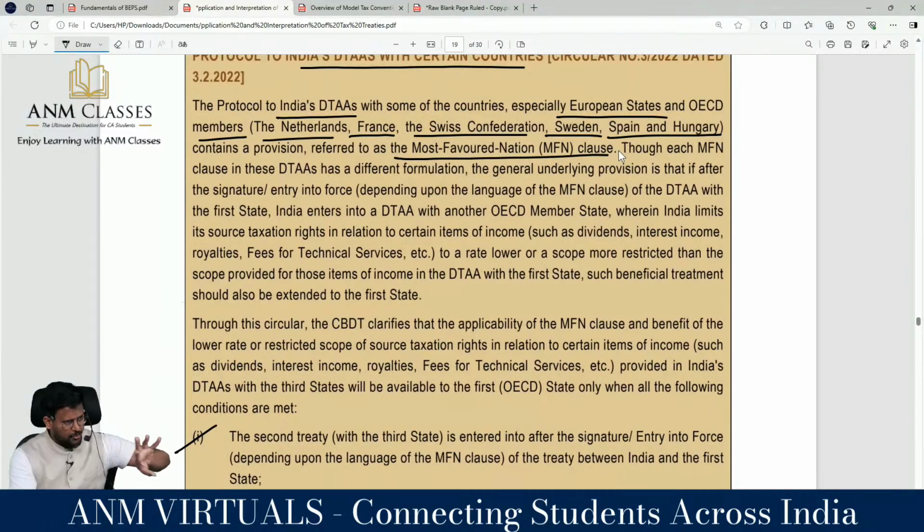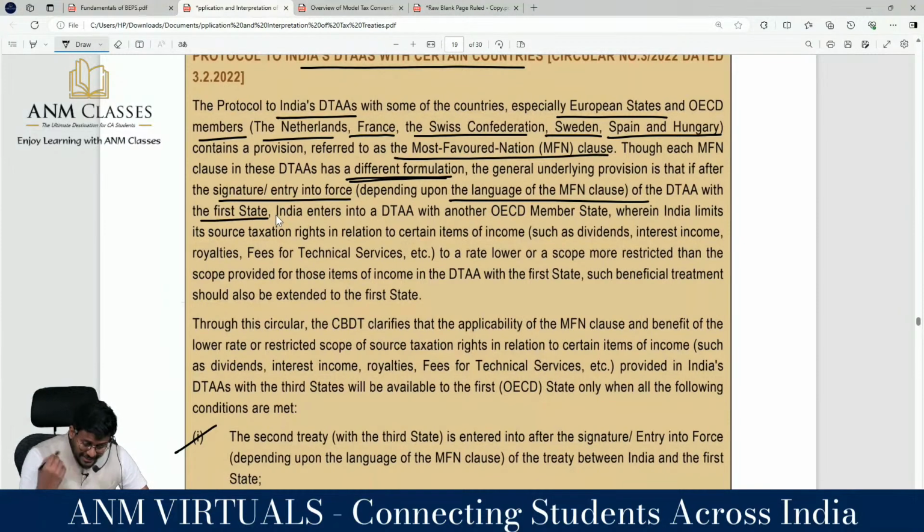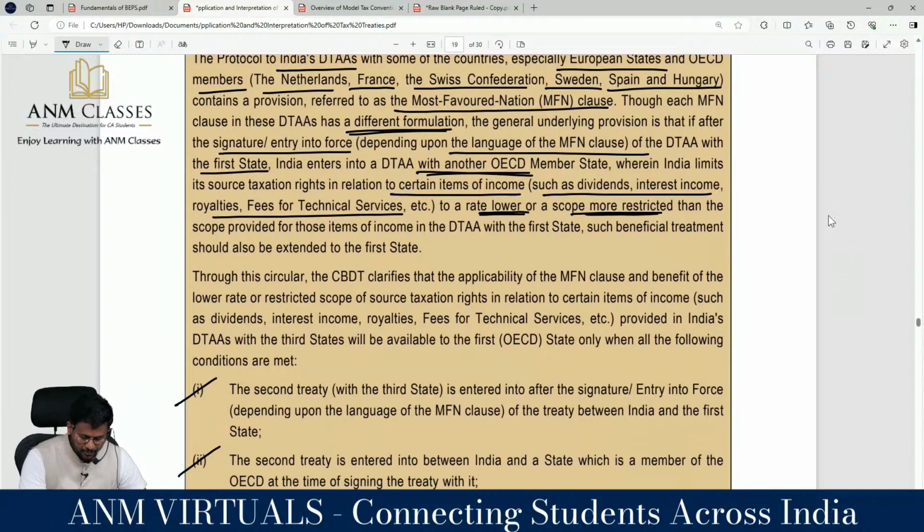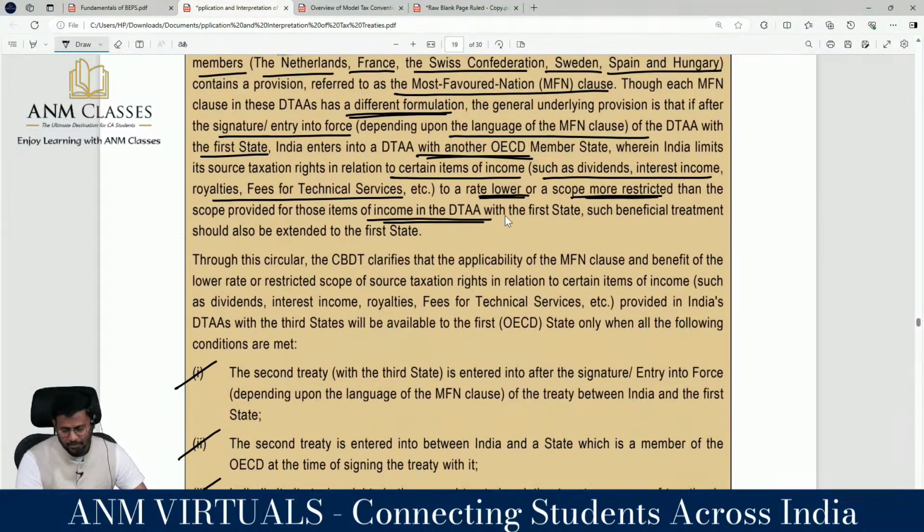இவங்க கூட இருக்கிற DTA செக் பண்ணேனா protocol என்ன இருக்கும்? Though each MFN clause in this DTA has different formulation, the general underlying provision is that if after the signature or coming into force, depending upon the language of the MFN clause, of the DTA with the first state, India enters into DTA with another OECD member state, wherein India limits its source taxation right in relation to certain items of income, such as dividend, interest, royalty, fees for technical service, to a rate lower or scope more restricted than the scope provided for those items of income with the first state, such beneficial treatment should also be extended to the first state. What a clarity of the lines.